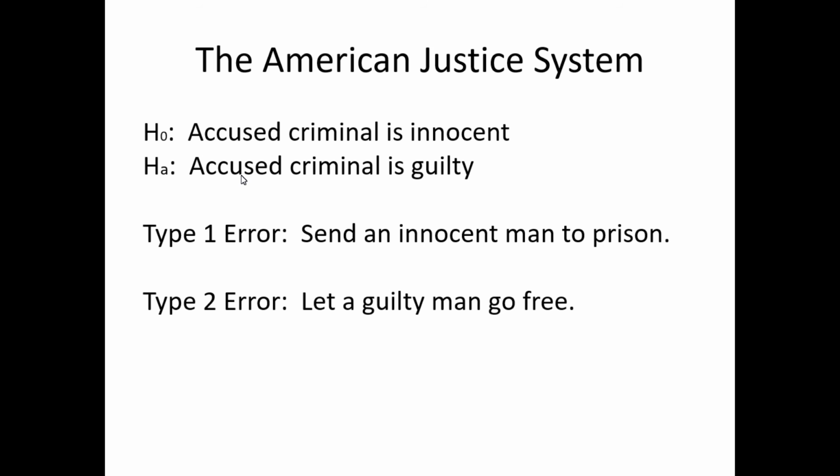A type 2 error is letting a guilty man go free. So we have somebody in front of us in court who actually did commit the crime they're being accused of. We don't have enough evidence to show that they've committed that crime, so they do not have to pay the penalty for that crime. These two types of errors, I'm hoping, show you that the tolerance that you want to set for this is very subjective.